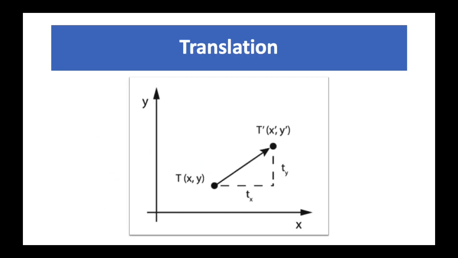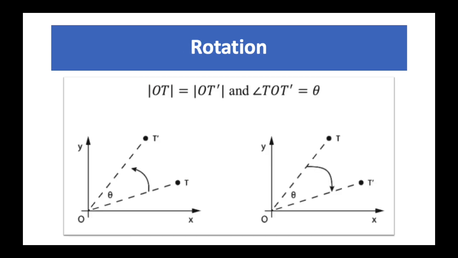Translation is when the object moves from one place to another while keeping its original shape. In other words, translation is the equivalent of movement. And rotation is somewhat more complicated to achieve because it involves trigonometry. But what happens in rotation is kind of self-explanatory. It makes the object rotate.